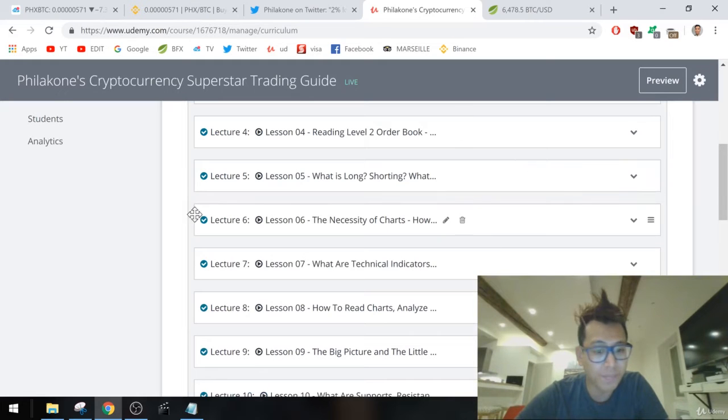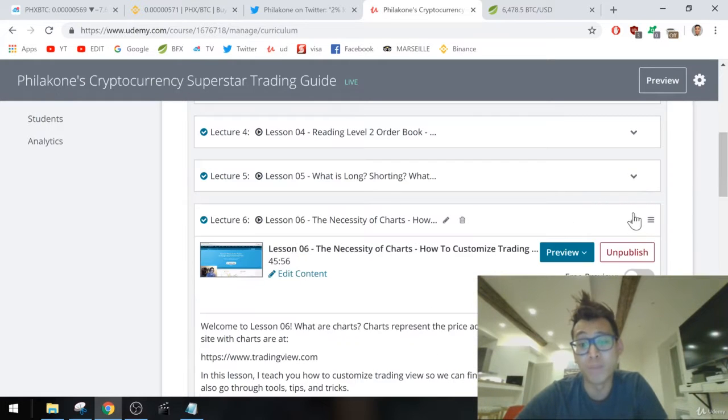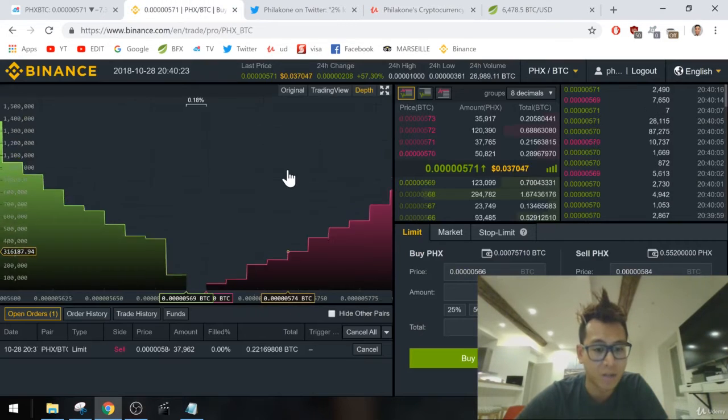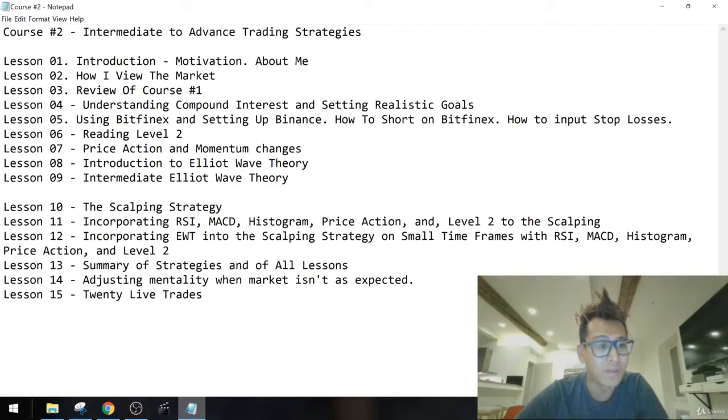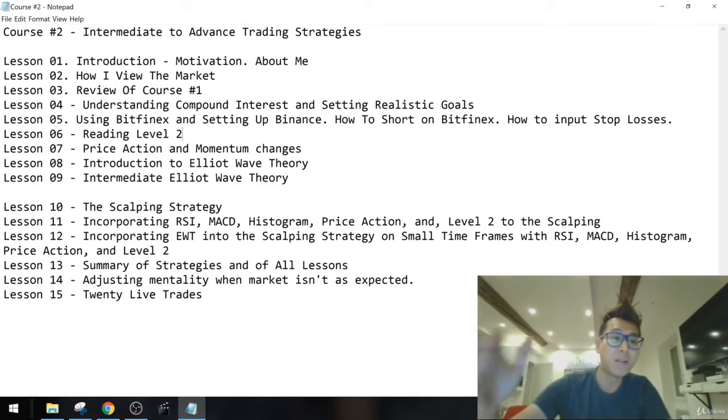So then level 6, we learned about the importance of reading charts and learning how to customize them as well. You guys definitely need to learn how to customize here, and we're going to go over that in the next video, in lesson number 5, how to set up Binance and also how to customize Bitfinex and customize Binance, etc. We're going to talk about how to short on Bitfinex, or just what is shorting in general. And shorting is a very important concept because you can actually make money on the way down.